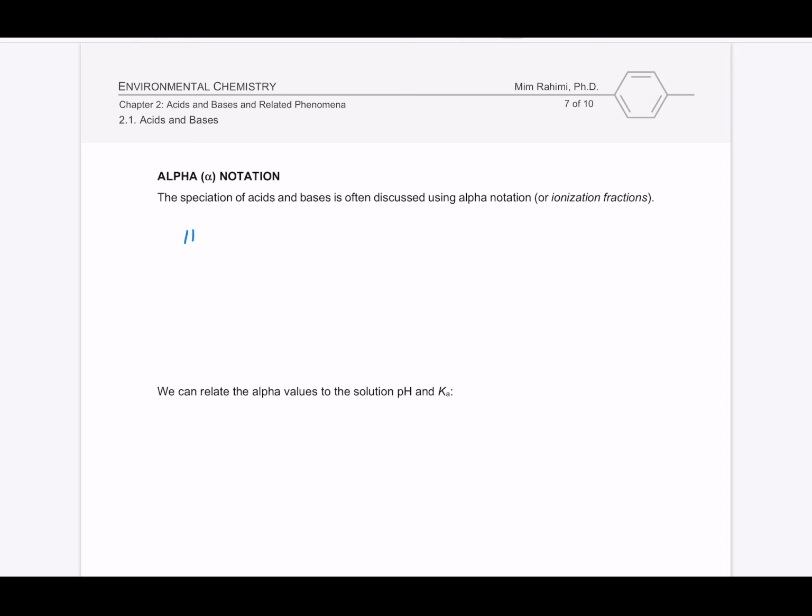So let's assume you have HA going to A minus plus H plus. So this is a weak acid. Let's assume it's a weak acid, because the whole point of this alpha notation is for weak acids. For strong acid, the math is pretty straightforward. You add 1 mole of HCl, then all of that would be in the form of H plus, and that is way bigger than the 10 to the minus 7 of pure water, so it all dictates the pH. So the pH would be minus log of 1, which is 0. So strong acid is very straightforward, strong base the same.